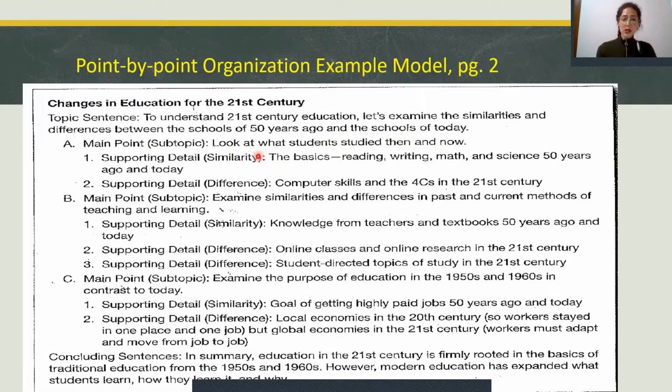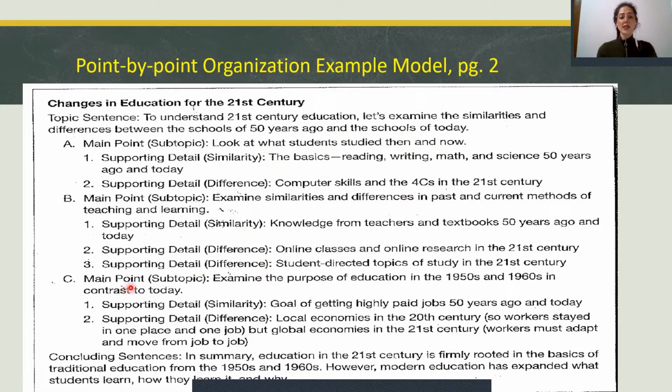50 years ago and today. 50 years ago, today. And the second subtopic, examine similarities and differences in past and current methods of teaching and learning. 50 years ago, today. Okay, topic by topic. I'm comparing the two things by topics.